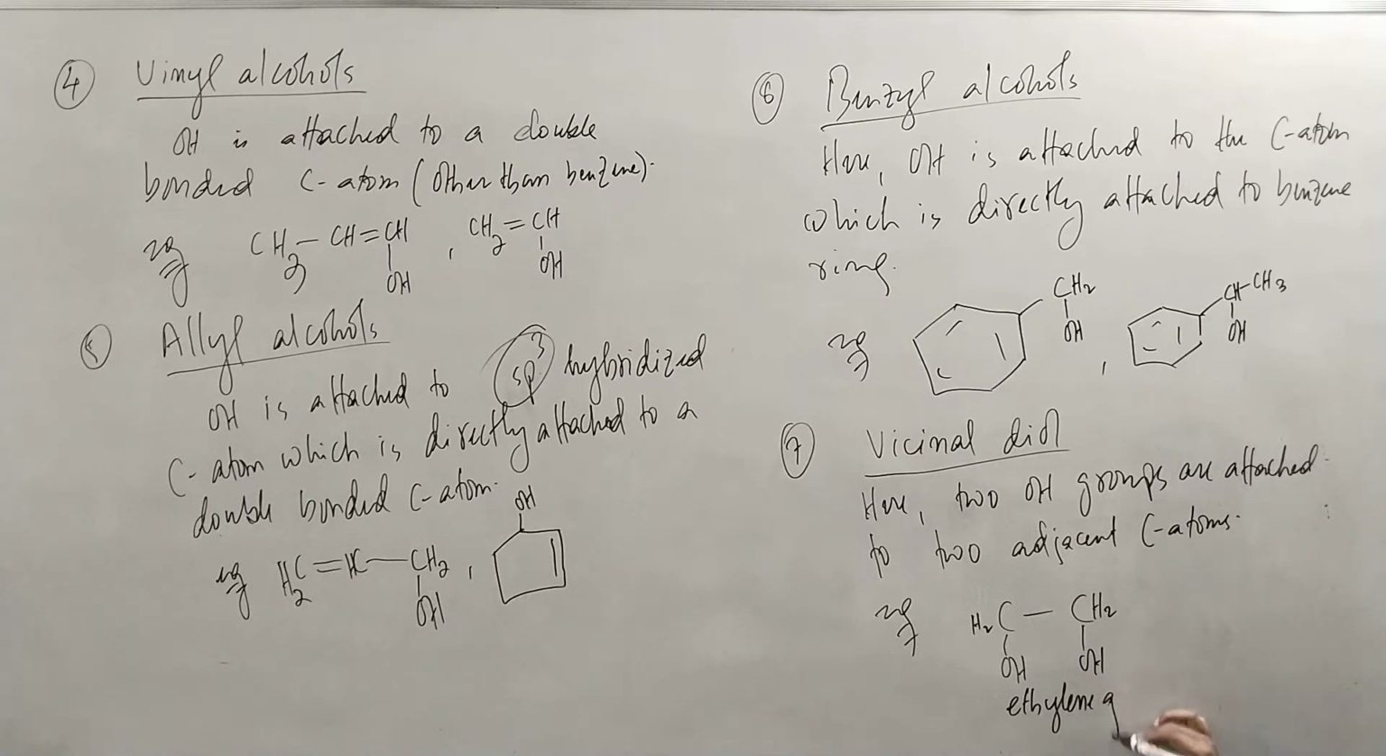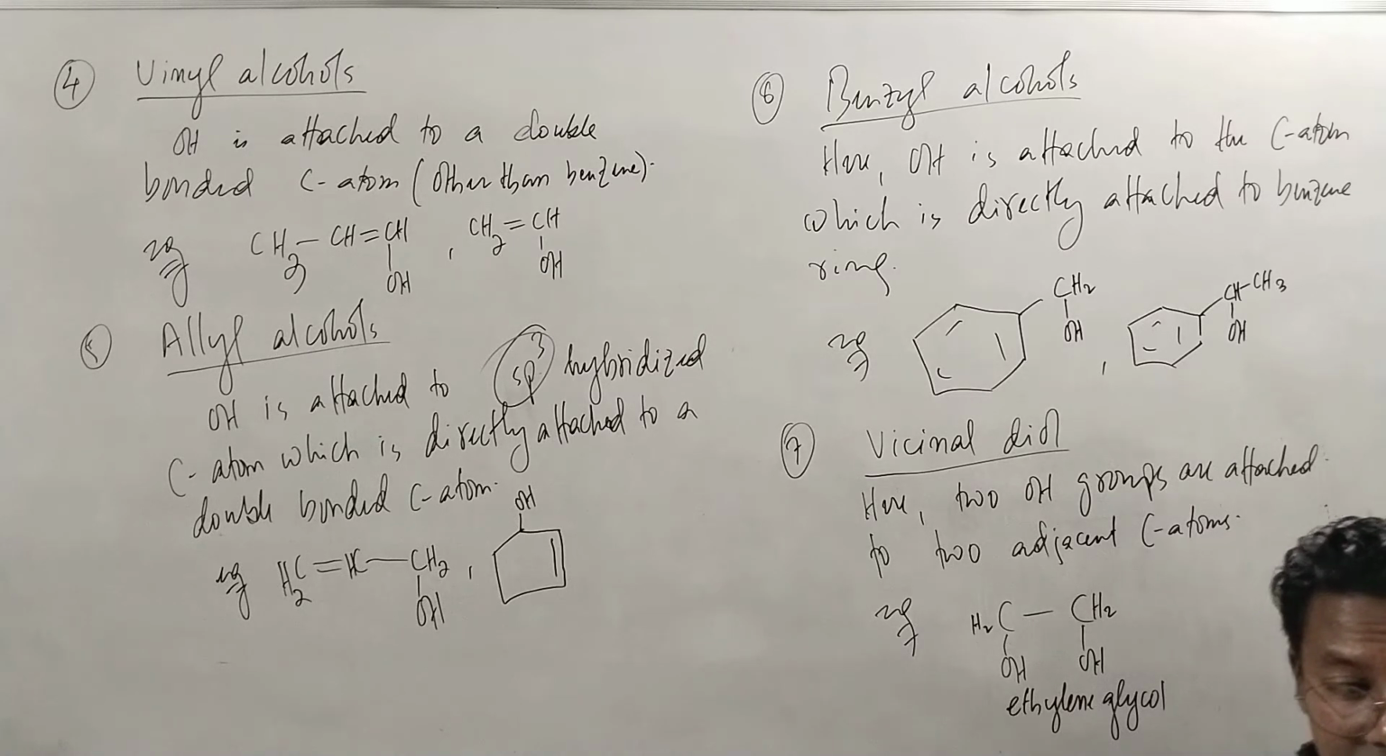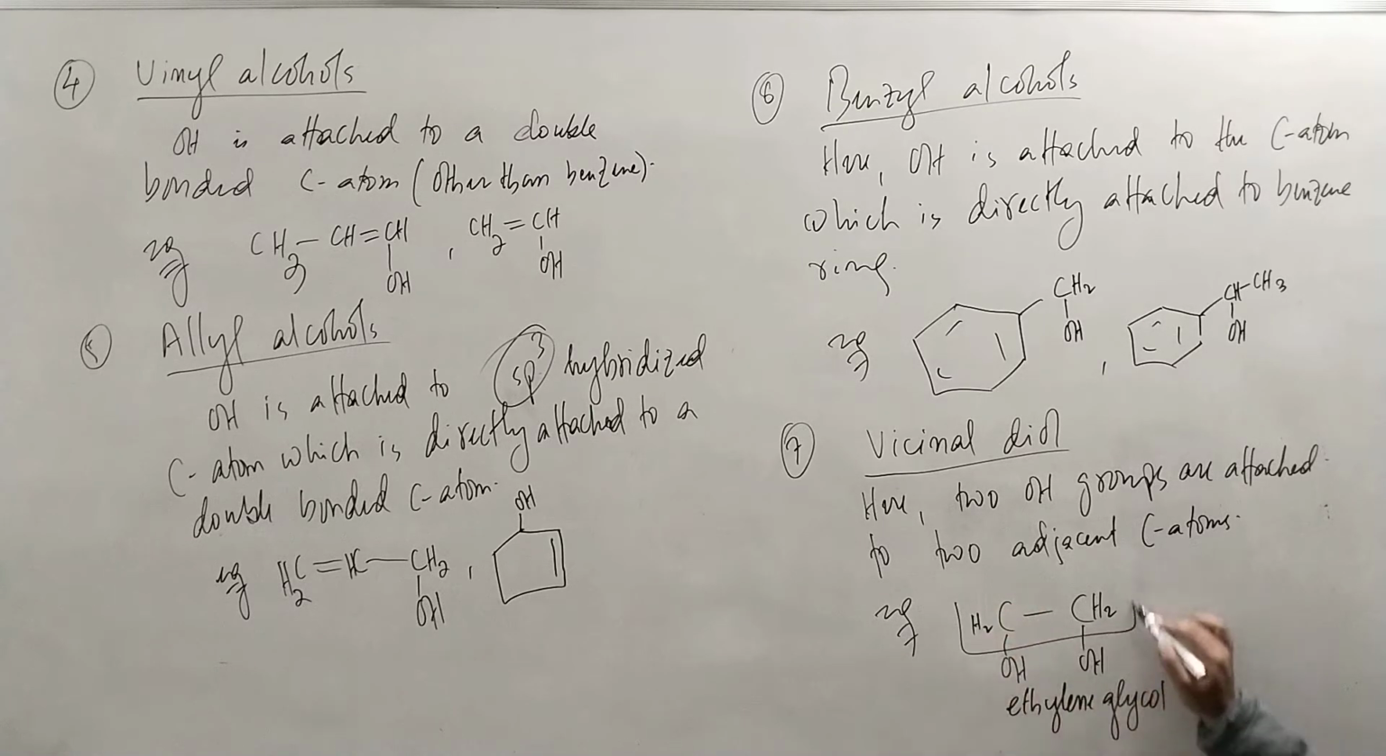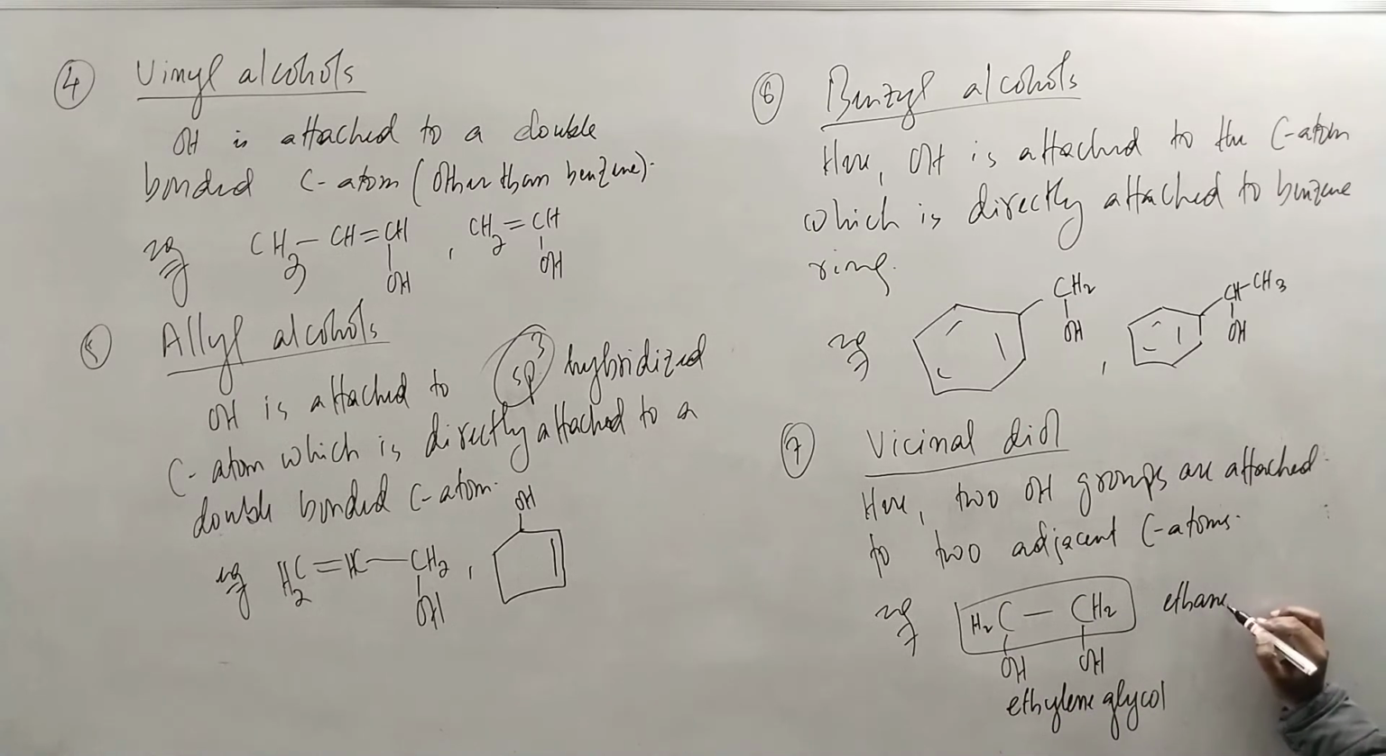Common name, ethylene glycol. What will be the IUPAC name of this compound? Okay. Ethane. This is the chain. So its IUPAC name will be ethane without removing this E, 1,2-diol. This is the IUPAC name.